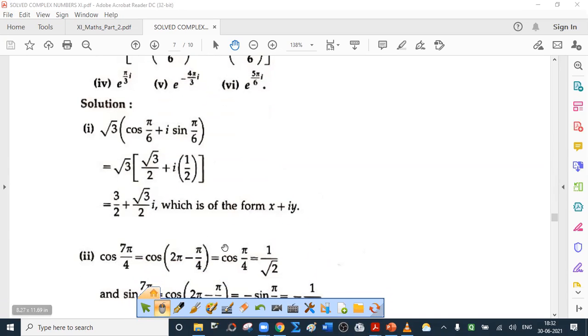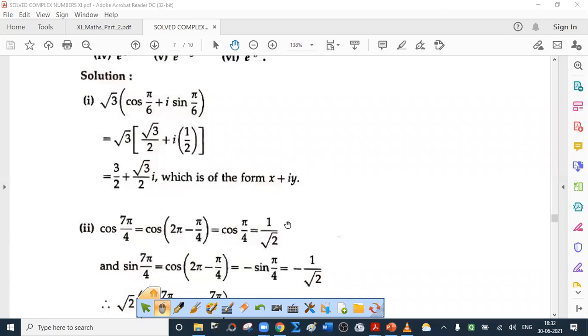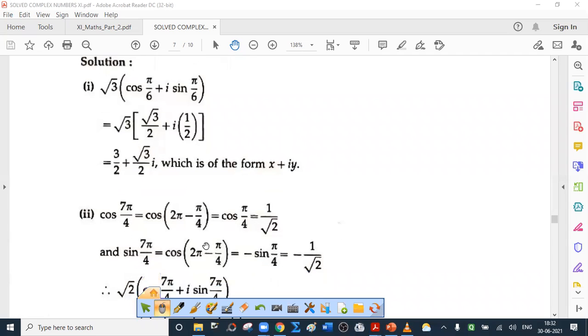Now at present just remember, what is cos 7 pi by 4? It is the same as cos pi by 4, that is 1 by root 2, and sin 7 pi by 4 is minus 1 by root 2. I repeat, at present you will not understand this because we haven't done trigonometry. There is one part which is called allied angles that we will be discussing next month. So just say yes to this. Cos 7 pi by 4 is 1 by root 2.